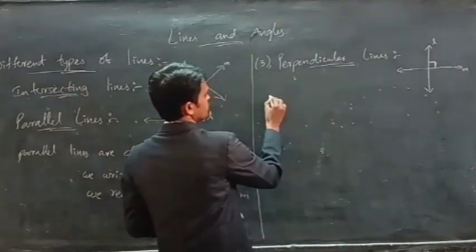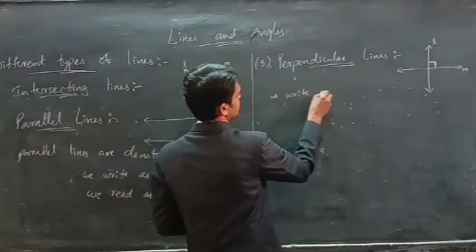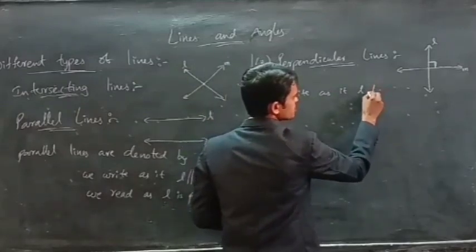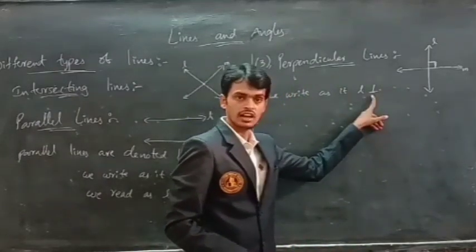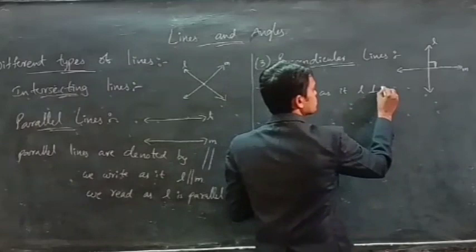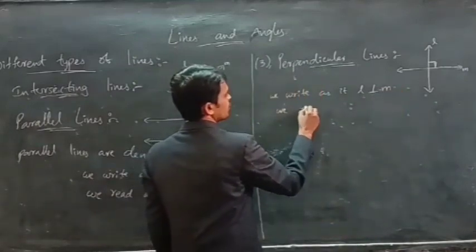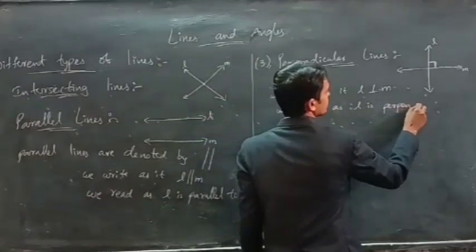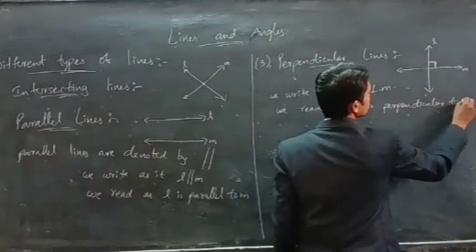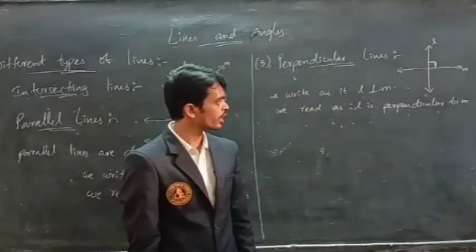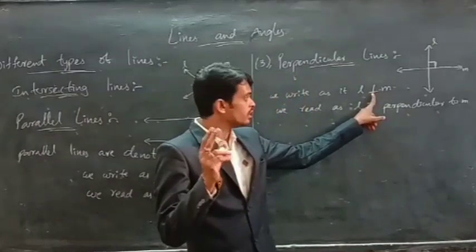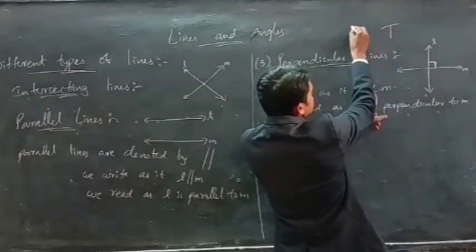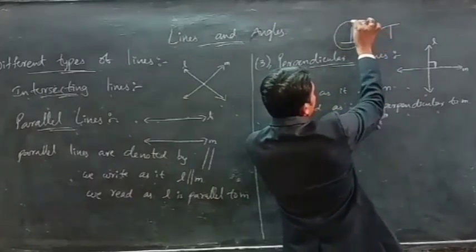Here we write L perpendicular to M. The perpendicular symbol is like this, the reverse of T. We write L perpendicular to M, and we read it as L is perpendicular to M. The perpendicular symbol is the reverse of T, like this.